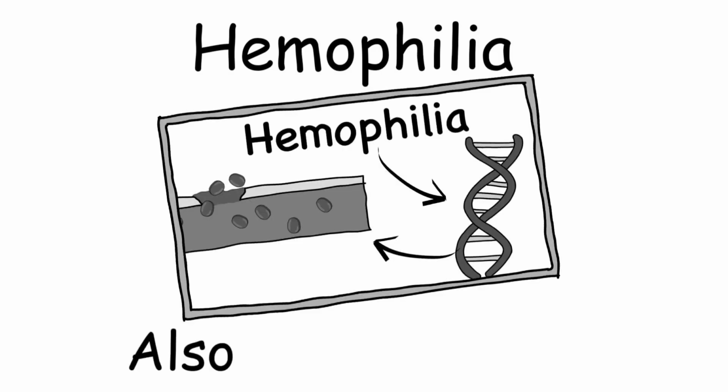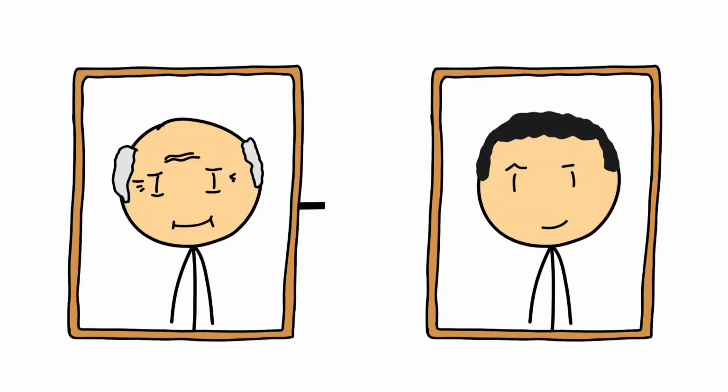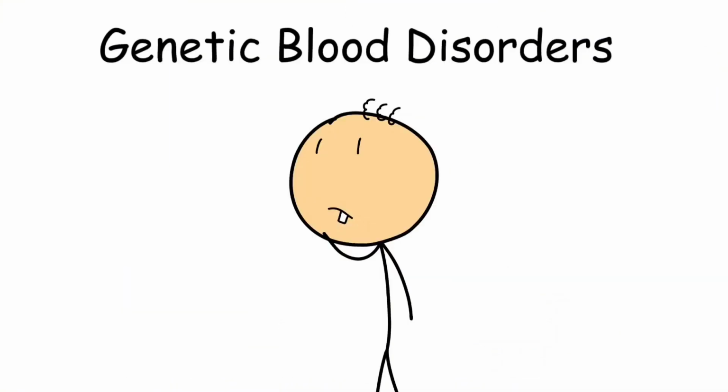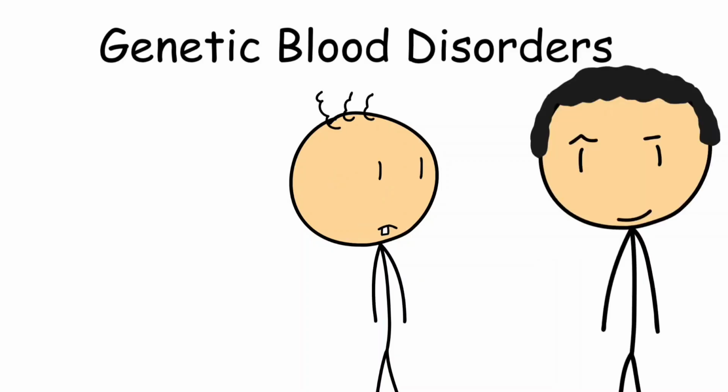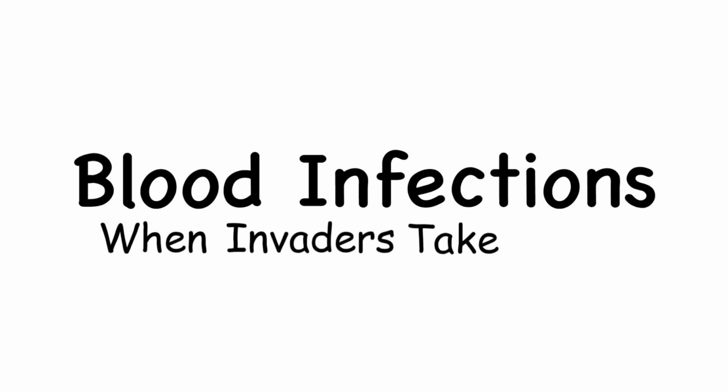And finally, hemophilia, which we met earlier, also belongs here. Passed silently through generations, sometimes hiding for decades before appearing in a child's blood tests. Genetic blood disorders remind us that sometimes, our biggest battles start before we're even born, written in the code that built us.